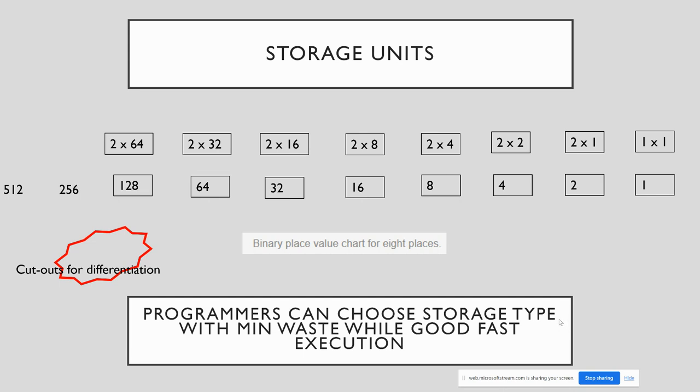So as you can see, programmers can choose a storage type with minimum waste while having good, fast execution. That's why we follow this process. So, converting denary to binary. Let's look at this example.